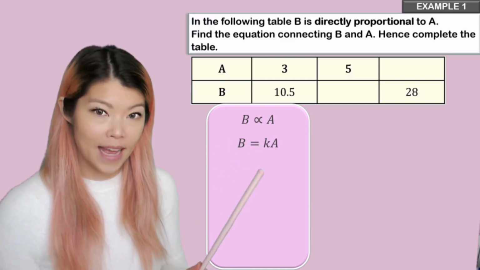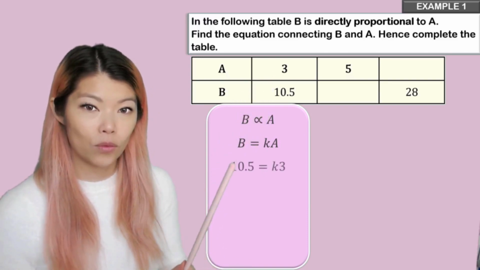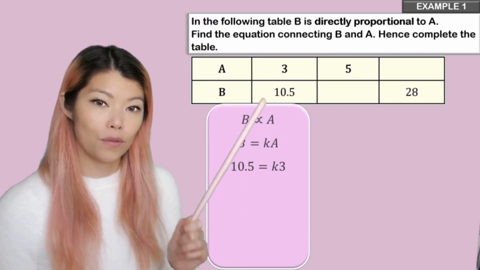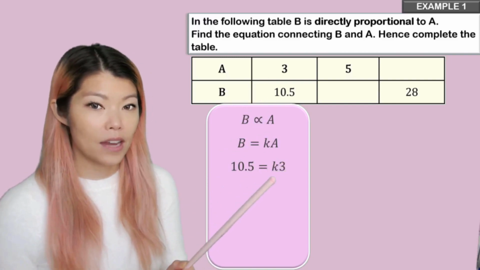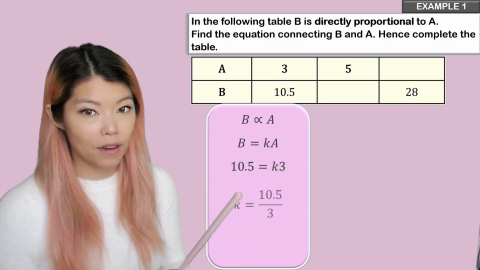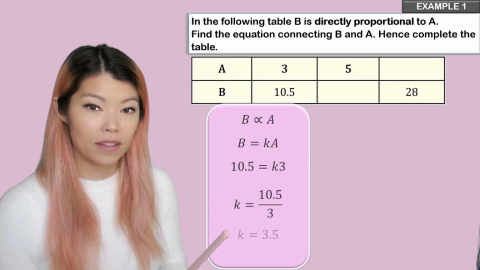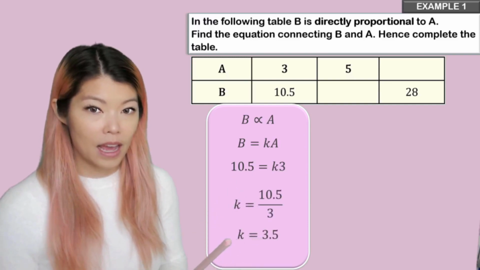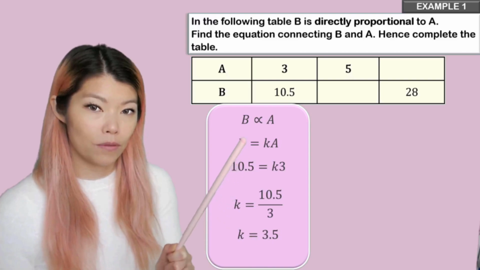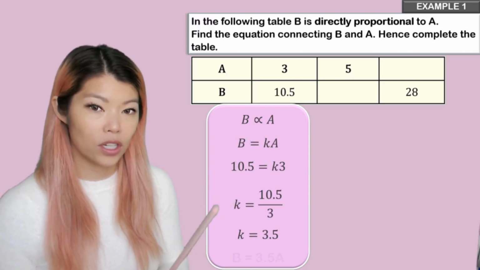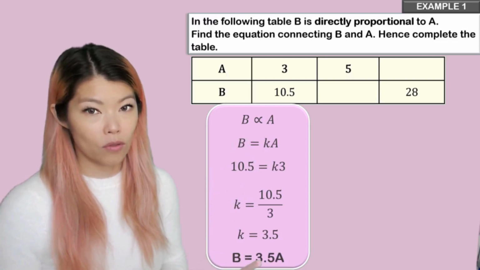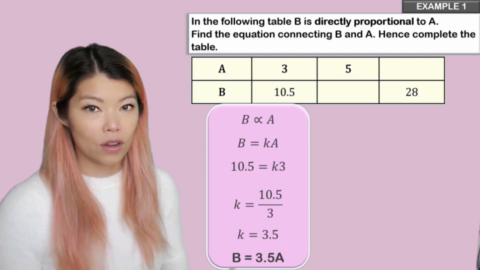How do we find what K is? Well, we have B and A here. We can plug that in. So B is 10.5 and A is 3. And how do you get rid of the 3 from that side? Divide both sides by 3. Now we have K equals 3.5. And now that we have the constant as 3.5, we can plug it into this equation here to give us B equals 3.5A. That is our relationship.